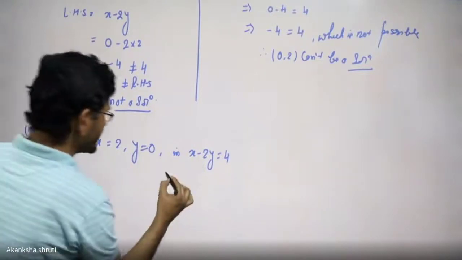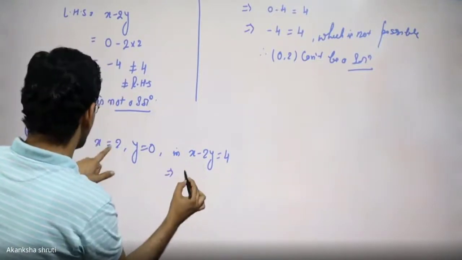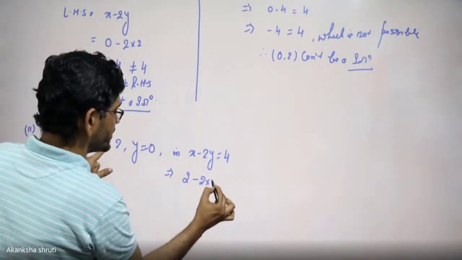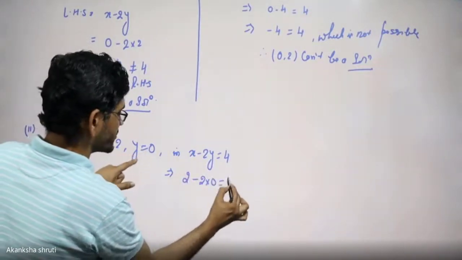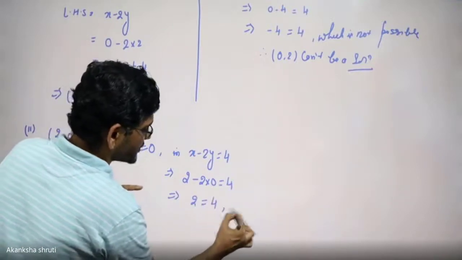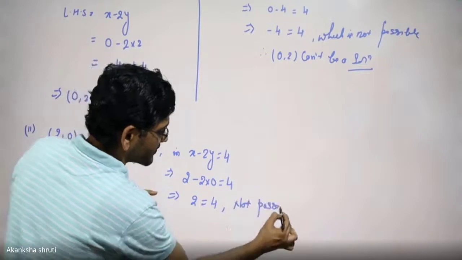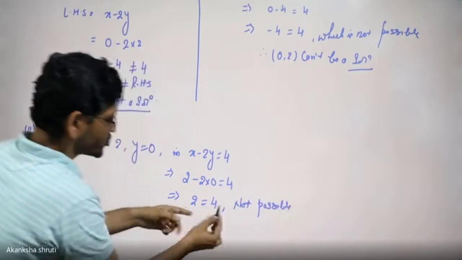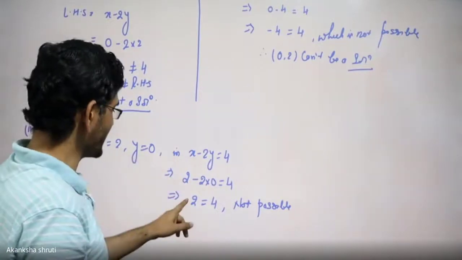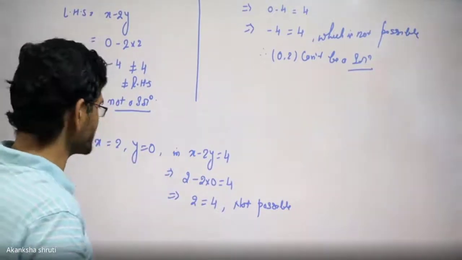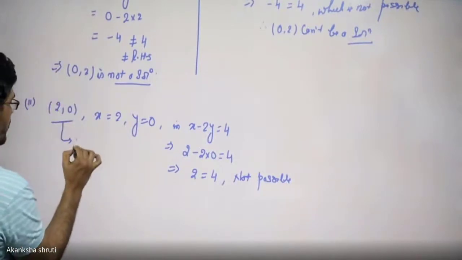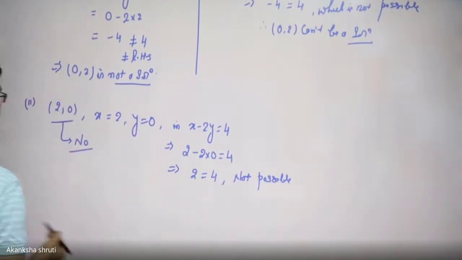While substituting, the x value is 2, minus 2 into 0, y is 0, equals 4. This means 2 equals 4, which is not possible because 2 can never be equal to 4. On taking this as the solution, we are getting 2 equals 4, which is not possible. Therefore, the answer is no. It is not a solution.